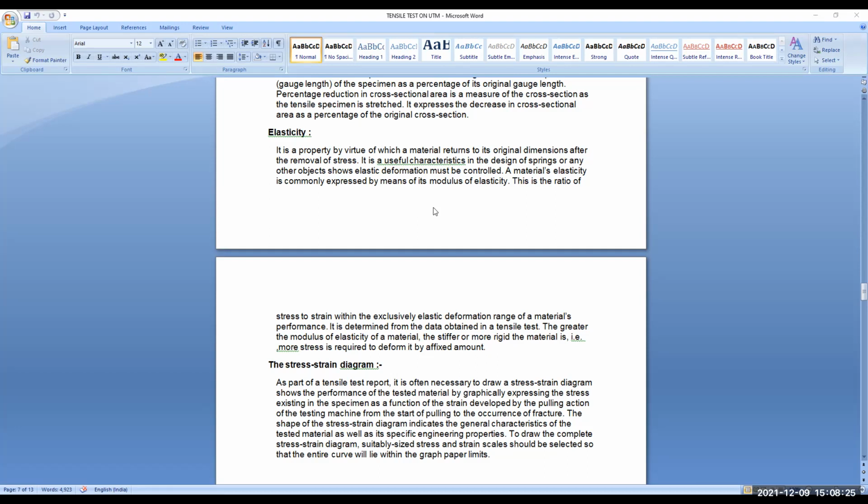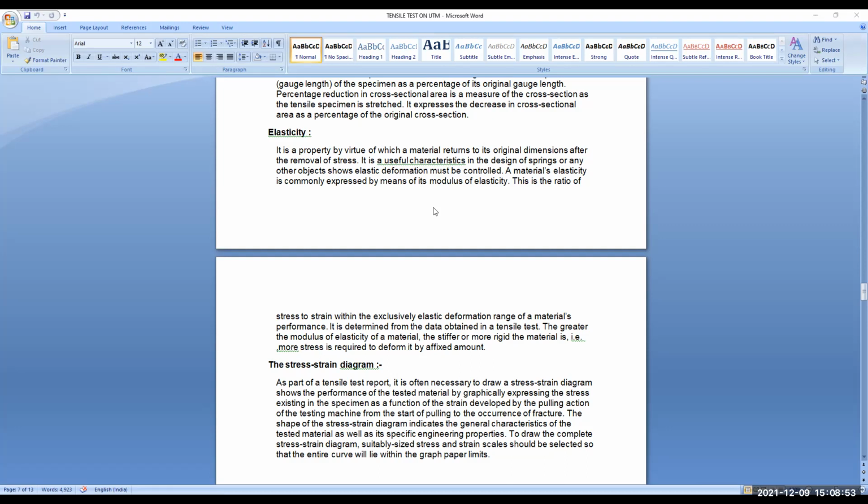It is the ratio of stress to strain within the exclusively elastic deformation range of the material's performance, determined from the data obtained in a tensile test. The greater the modulus of rigidity of the metal, the stiffer or more rigid the material. That is, more stress is required to deform it by a fixed amount. So, elasticity is a phenomenon which tells us the material returns to its original position before the external load is removed.